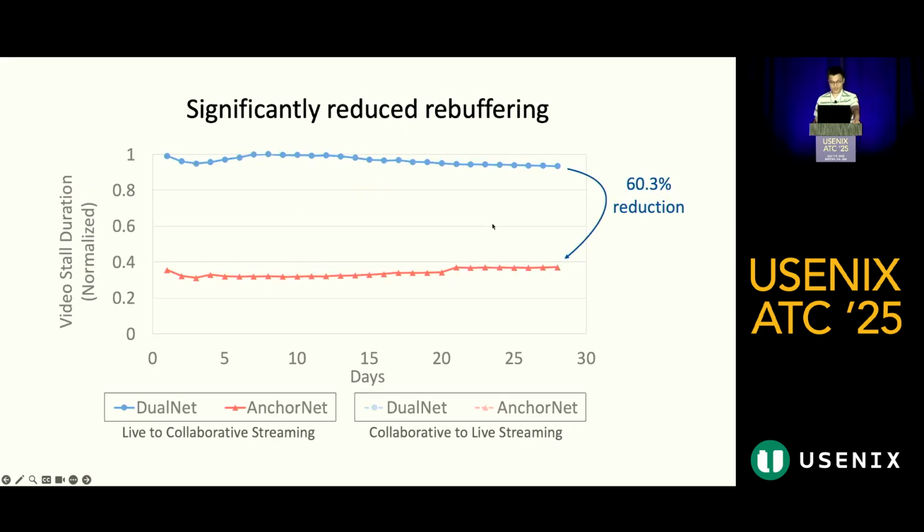First, AnchorNet significantly reduces audio and video rebuffering. As exemplified in this figure, in the case of switching from live to collaborative streaming, video rebuffering duration is reduced by 60%. And in the other direction, when switching from collaborative streaming back to live streaming, video rebuffering is reduced by nearly 80%. And of course, in our paper, you can find similarly large reductions for audio rebuffering.